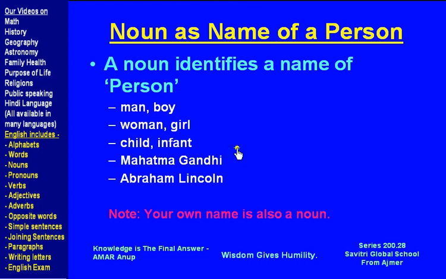Compared to that, Mahatma Gandhi is the name of a particular man, so it's a proper noun, and Abraham Lincoln is the name of a particular person also, so that also is a proper noun. Your own name is a proper noun, so you can imagine everybody's name is a proper noun. So there can be billions of proper nouns, not millions but billions.